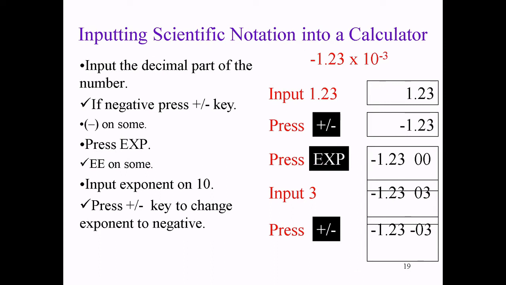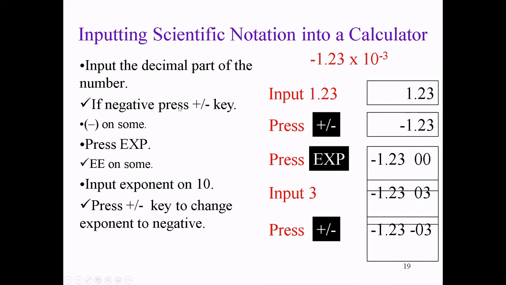So there are many different kinds of calculators, but I did want to give you guys a little bit of a taste on how you can put your scientific notation into a calculator. And I'm starting here with a standard scientific calculator. Typically, you're going to input the decimal part of the number, so this part right here. And if it's a negative, like in this case, it's negative 1.23, okay?